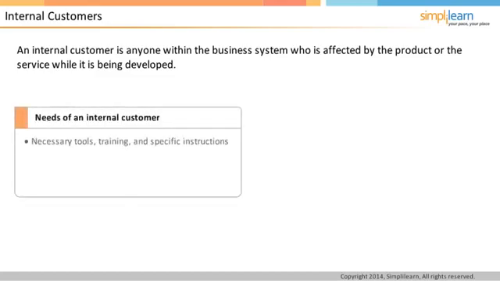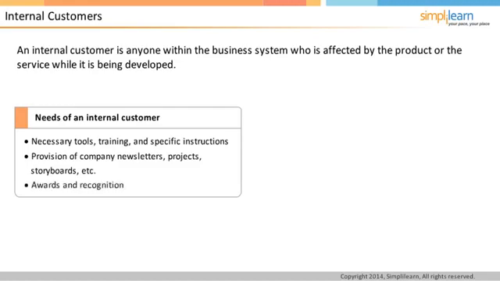The basic needs of an internal customer are to be provided proper tools and necessary equipment, imparted proper training, and given specific instructions to carry out their responsibilities. However, the needs are not limited to these alone. Other needs include the provision of company newsletters, projects, storyboards to display the letters, etc., team meetings to share business news and announcements, staff meetings to share information, and quality awards from suppliers.